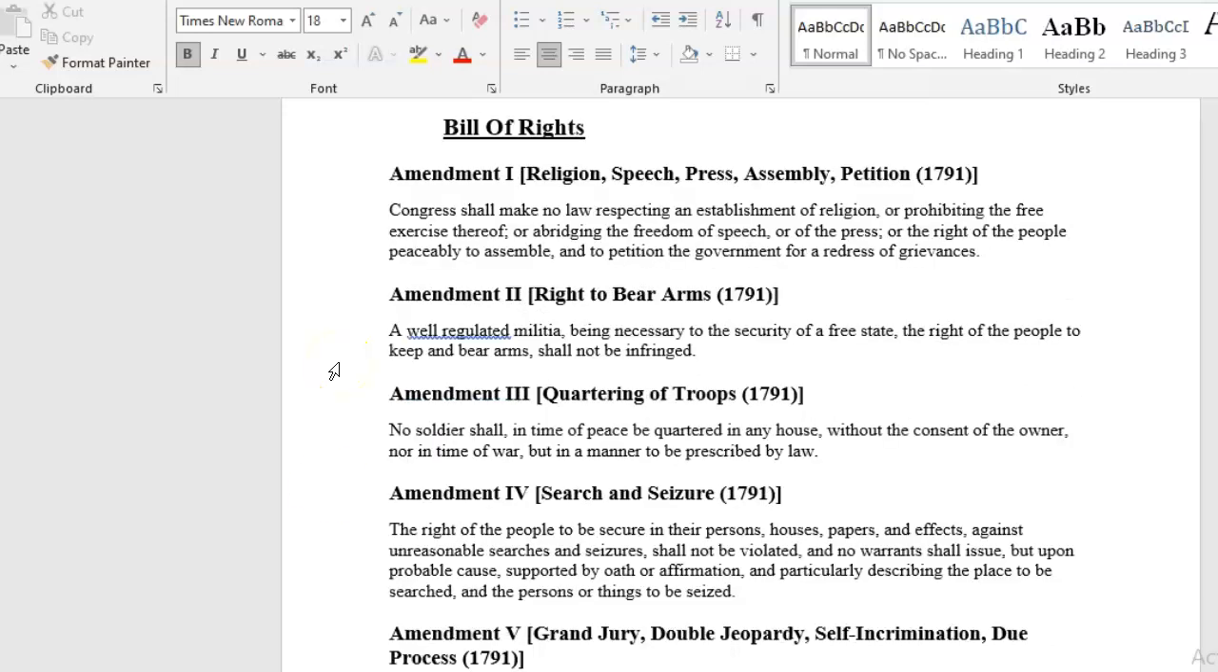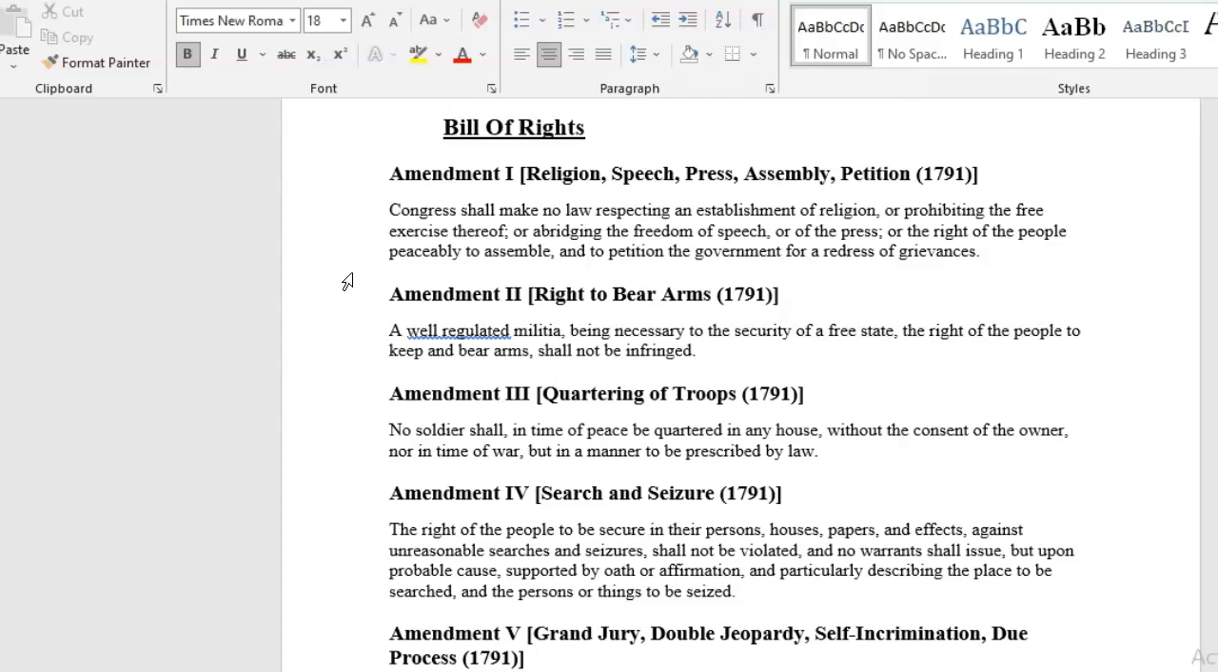So I'm just going to quickly go over the first 5 that we did last week and why this is so important. As I said, your rights are inherent. Your rights come from God. So your rights don't come from the Constitution. However, the Constitution does enumerate those rights. So we want to at least see what the Constitution has said about those rights.